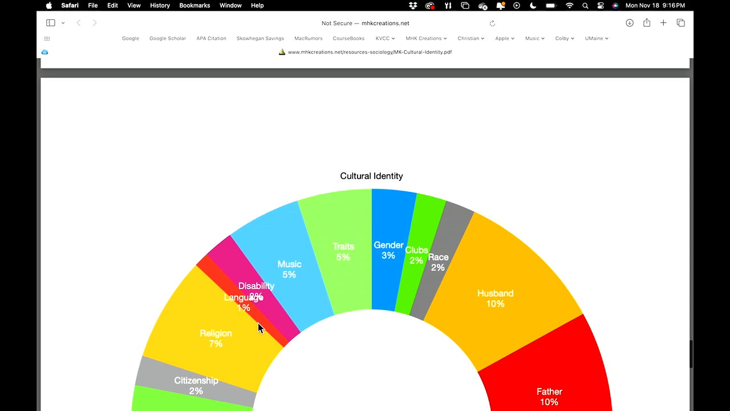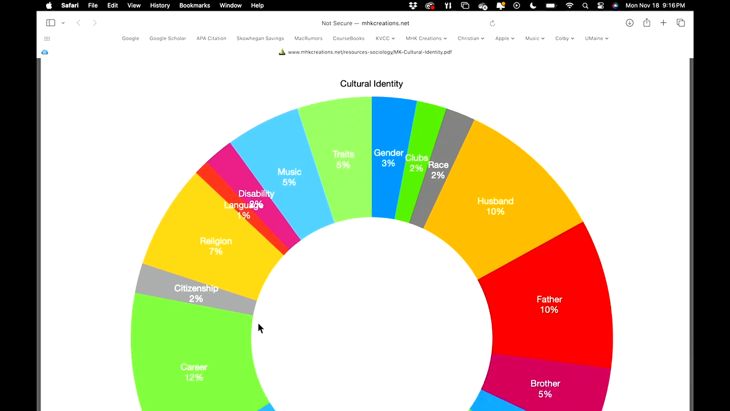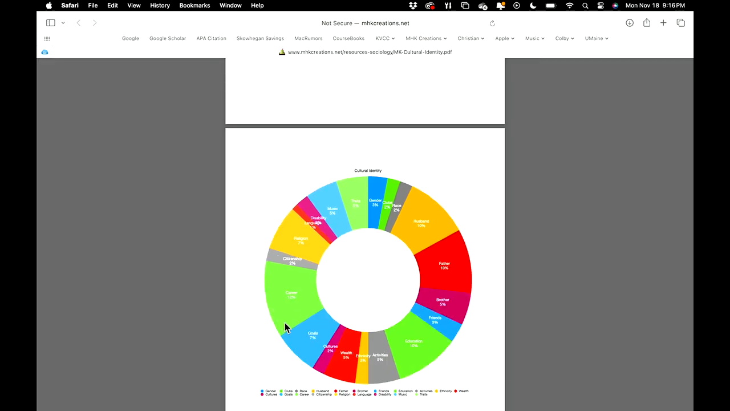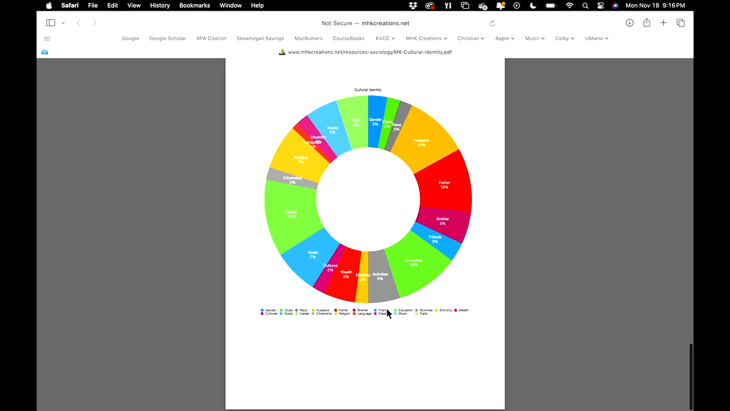And this is what my pie chart looks like. I'll back that up a little bit here. So there's my pie chart. Here's all the different things, and this is all the different components of my identity. And you can see my career, education, and me being a father and a husband are pretty big. Religion's in there. Then we get to music, the goals I have, and friends, being a brother.